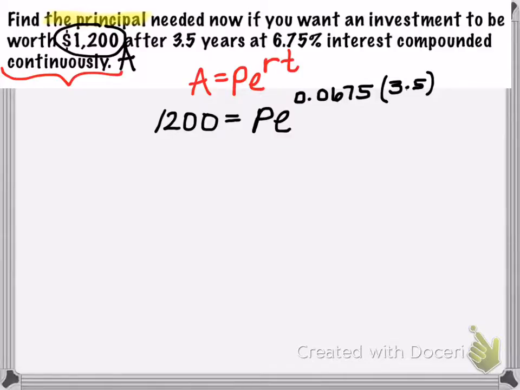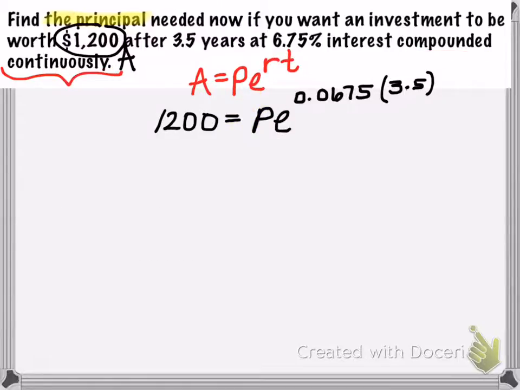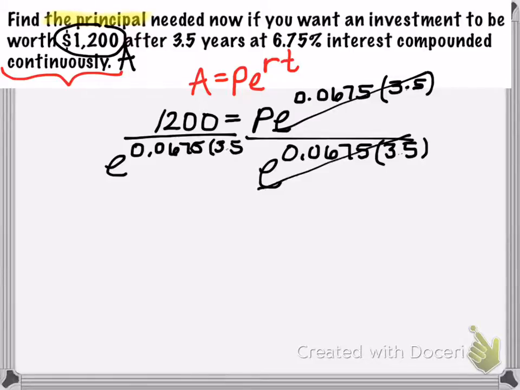In fact, if we're solving for P, we see that we're multiplying P times this quantity e raised to the whatever power there. So we just need to undo multiplication. In other words, we need to divide both sides by e raised to the 0.0675 times 3.5 power, because that value, that's just a number. We're going to let our calculators do all that number crunching for us in just a moment. So essentially we're dividing out the e raised to that power.